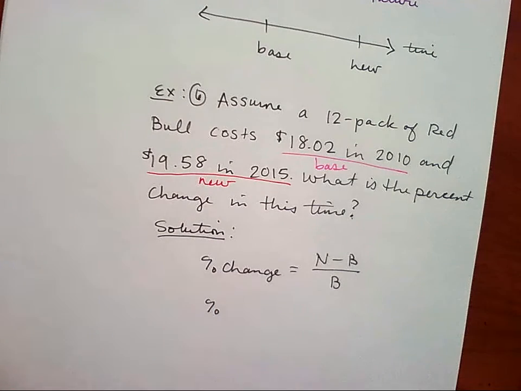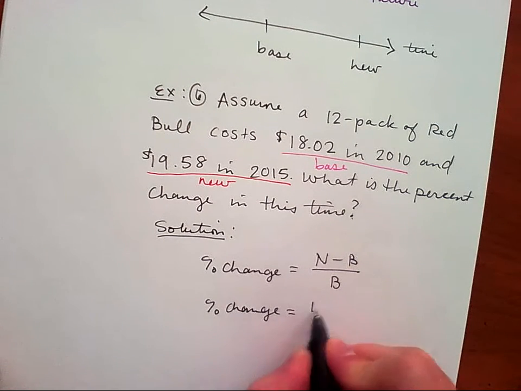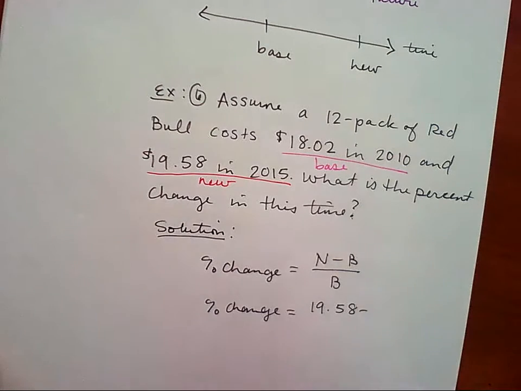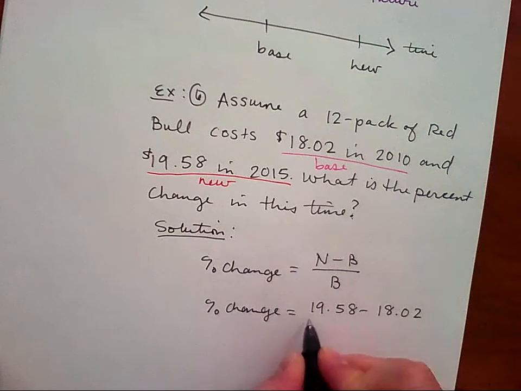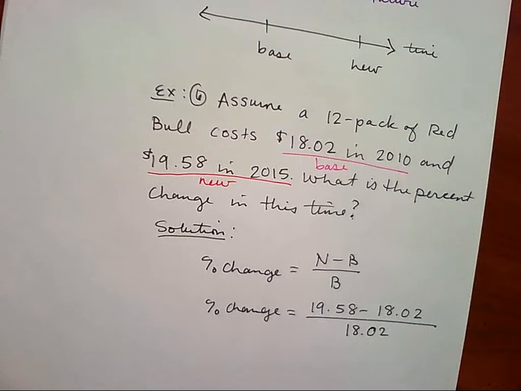The point is that all of the questions in this section should be linear equations. That means an equation with one variable to the first power. That's why we spent time previously solving linear equations. So percent change equals new amount, 19.58, minus base amount, 18.02, over base amount, 18.02. This I can put into my calculator. Equals 0.0865.